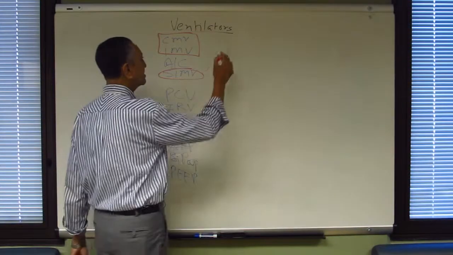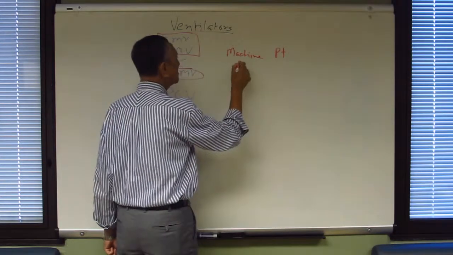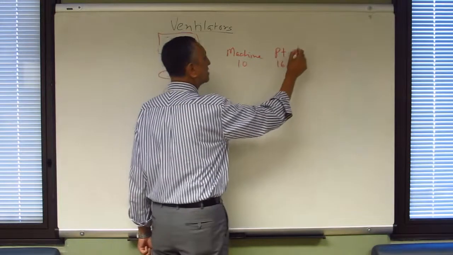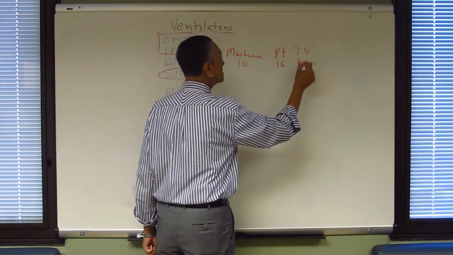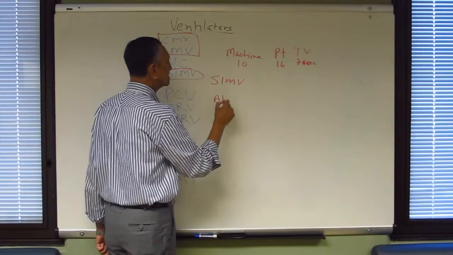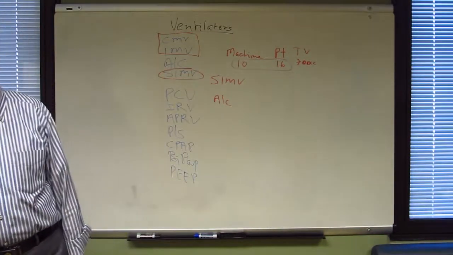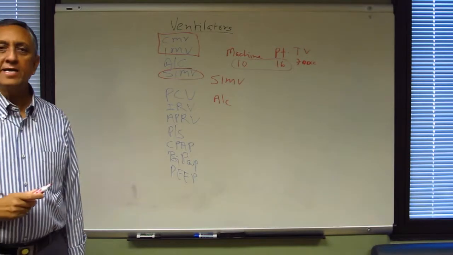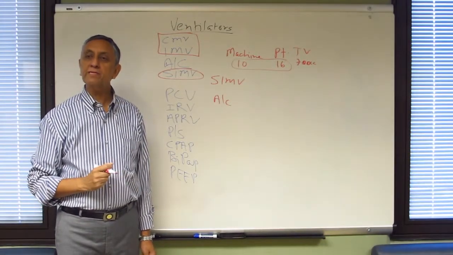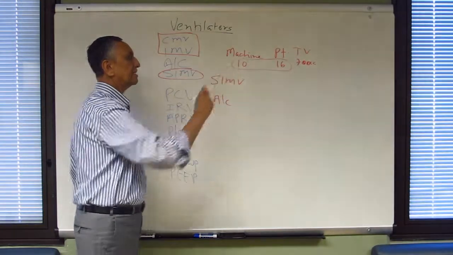Let me give you an example. Machine and patient. The machine rate is dialed in at 10. The patient is breathing at 16. And the tidal volume set is 700 cc's. If the patient is in SIMV mode versus assist control mode, how many breaths will they get at 700 cc tidal volume? What do you think? I'm asking about both modes. So what will happen if the machine is in SIMV mode? How many breaths out of 16 will the patient get at 700 cc of tidal volume?